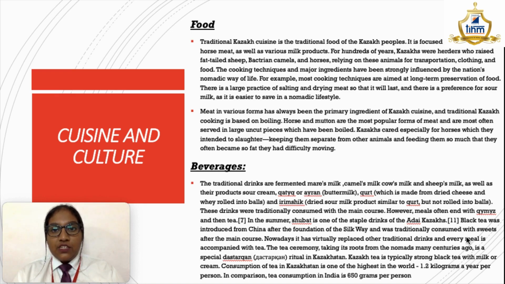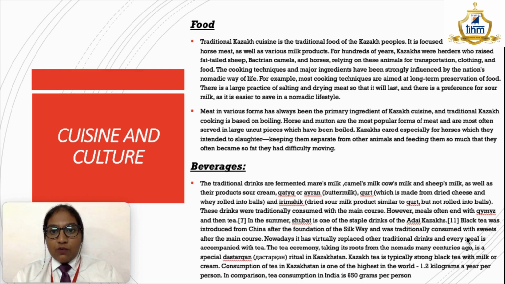Food. Traditional Kazakh cuisine is the traditional food of the Kazakh people. It is focused on mutton and horse meat as well as milk products. For hundreds of years, Kazakhs were herders who used fat-tailed Bactrian camels, sheep and horses, relying on these animals for transportation, clothing and food. The cooking techniques and major ingredients have been strongly influenced by the nation's nomadic way of life. For example, most cooking techniques are aimed at long-term preservation of food. There is a large practice of salting and drying meat so that it will last, and there is a preference for sour milk as it is easier to save in a nomadic lifestyle.